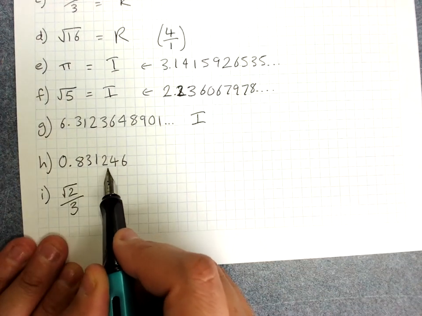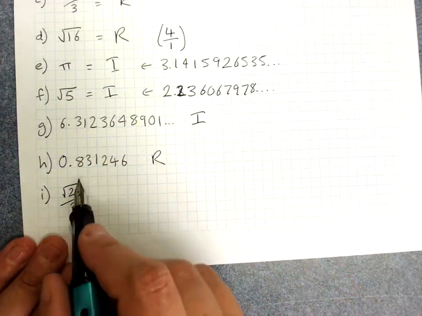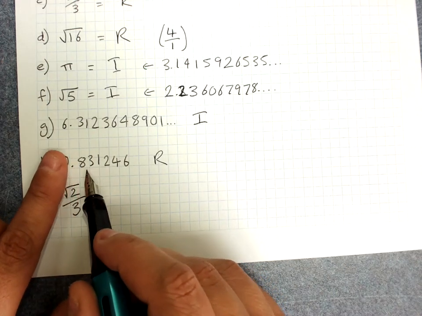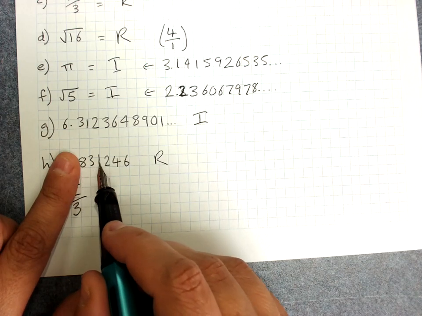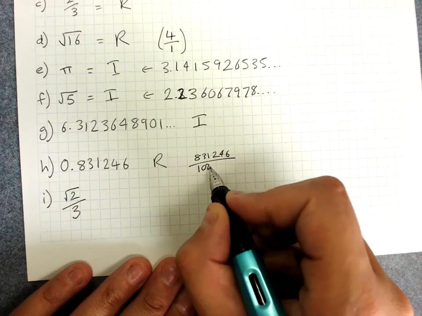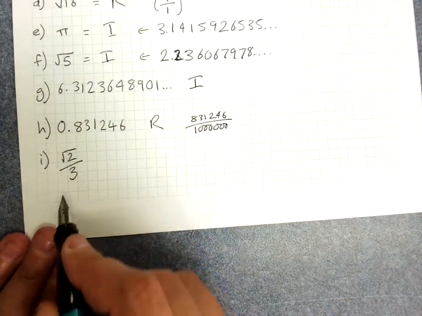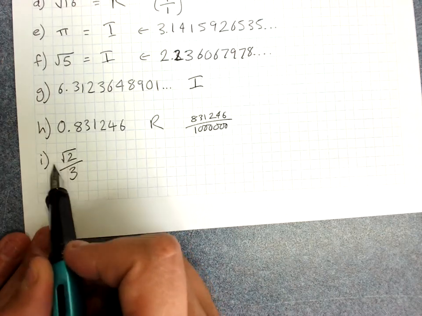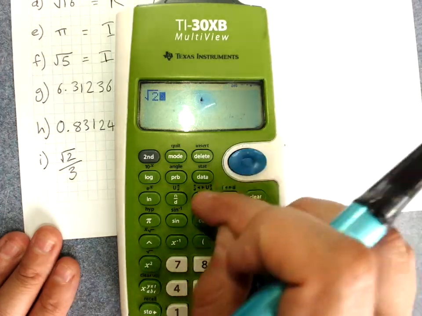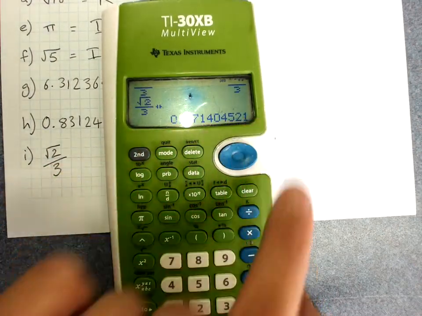0.831246, it stops. It doesn't keep going. It's terminating, so rational. It would be challenging to write this as a fraction, but we could by writing it without the decimal point over a 1 and 6 zeros. A big fraction, but still a fraction of whole numbers. Root 2 over 3. Be careful, because this is not a fraction of whole numbers. The square root of 2 is not a whole number. If you're at all uncertain, evaluate it. Square root of 2 over 3, evaluate. That looks pretty irrational to me.